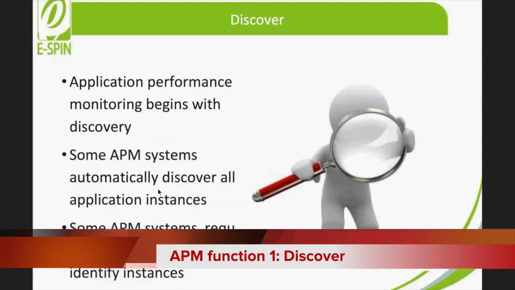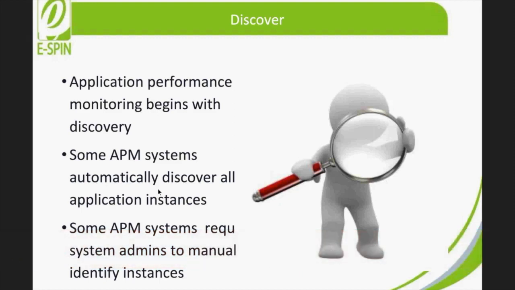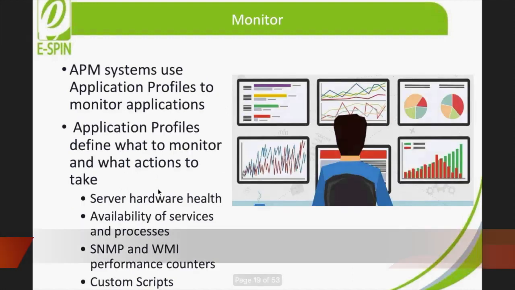So we talk about these four functions. Discover: of course, APM begins with discovery. Some APM will automatically discover some of the application instances. For example, if you just want to monitor some standard off-the-shelf applications like Exchange, SQL, IIS, right? You can simply add the standard profile to your application without any additional modification. So that can be one way of doing it.